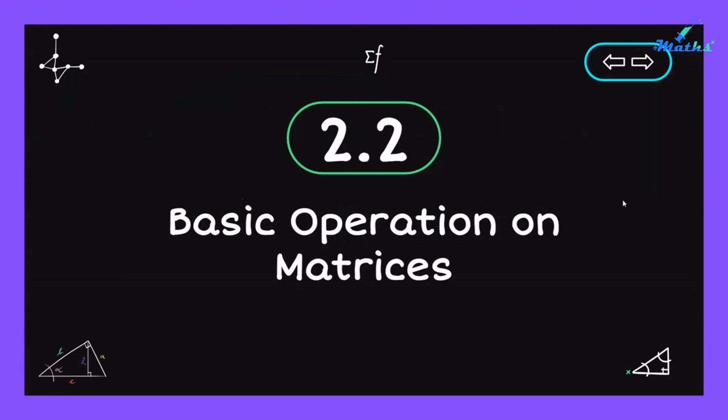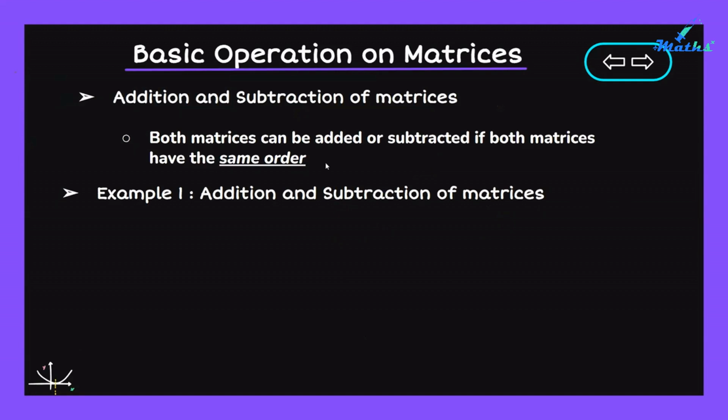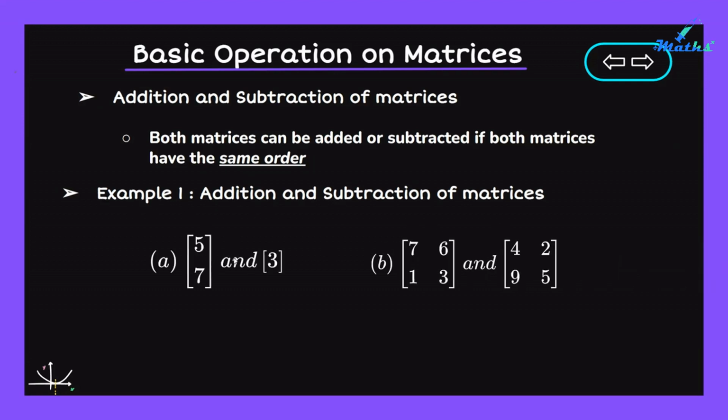So we have finished our 2.1. Let's get into our 2.2, basic operation on matrix. So, addition and subtraction of matrix: only if both matrices have the same order can they be added or subtracted. For example 1, A and B, let's see, can we add or subtract?